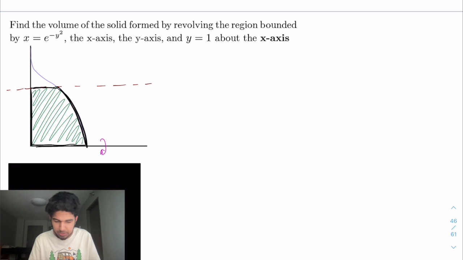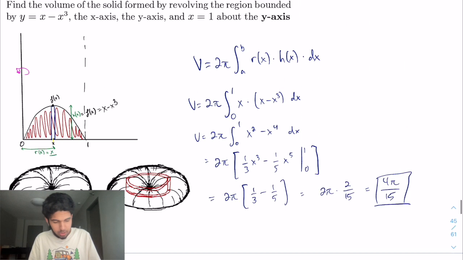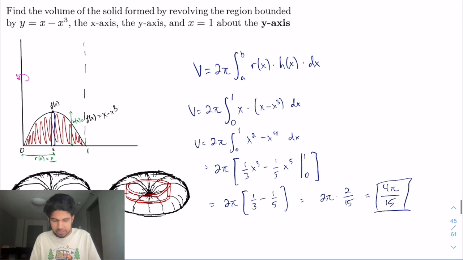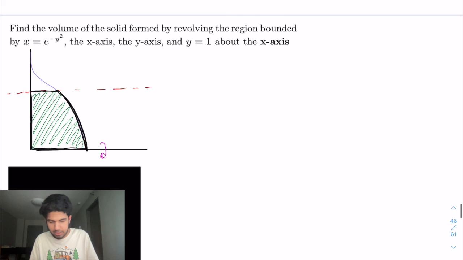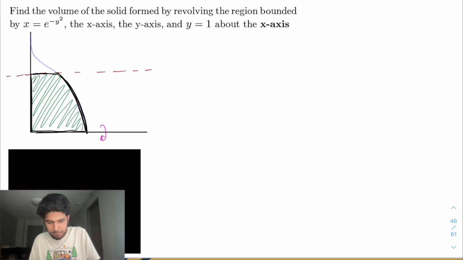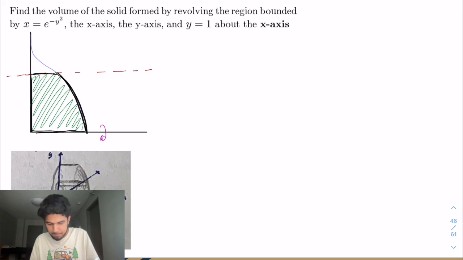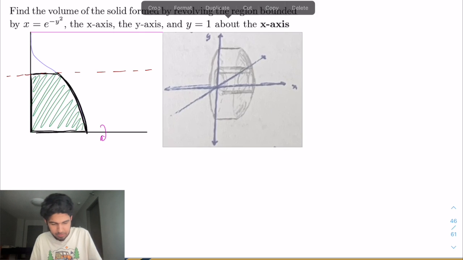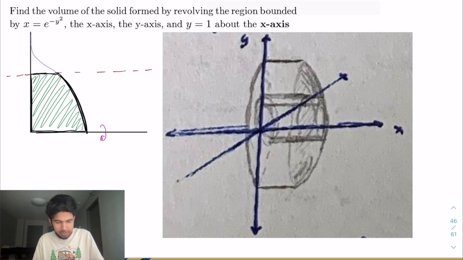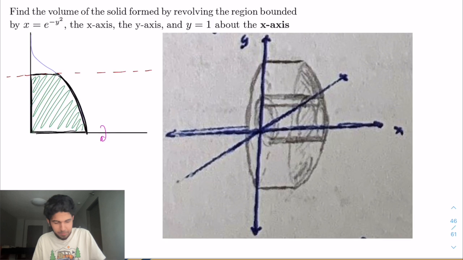Okay, so that means we're going to be solving for x in terms of y. It's with respect to y now, our integral. So here we revolved it around the y-axis. We got this shape here. Now we have this. So this is a sketch I did a while back. And that's what's going on here.